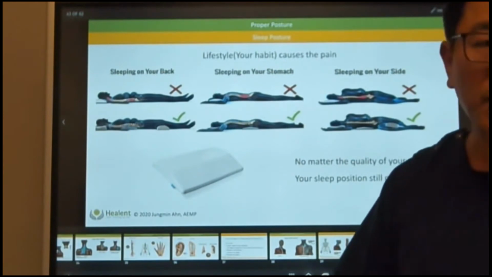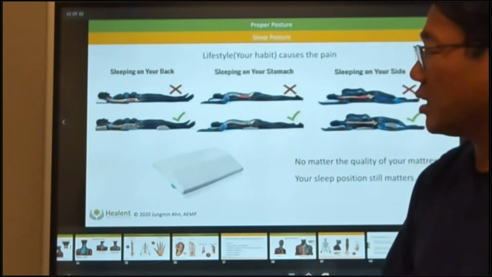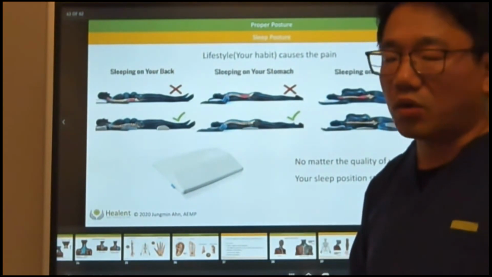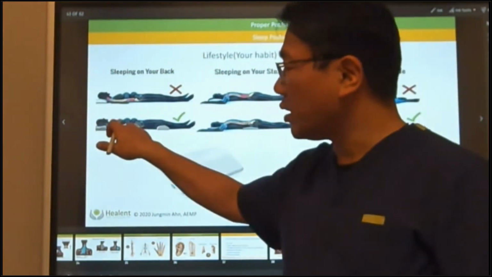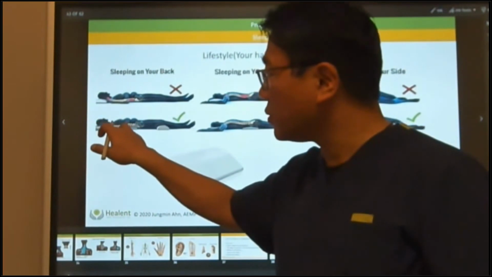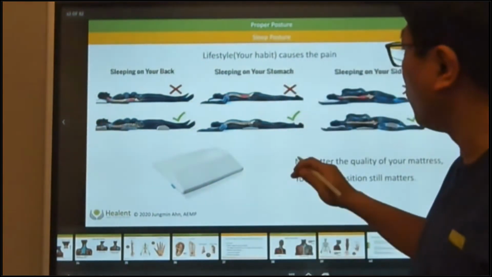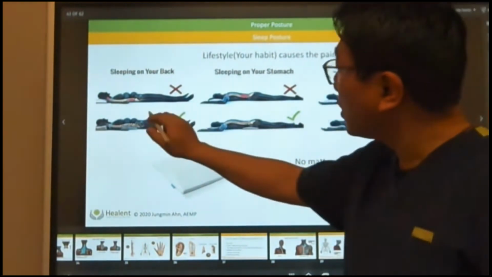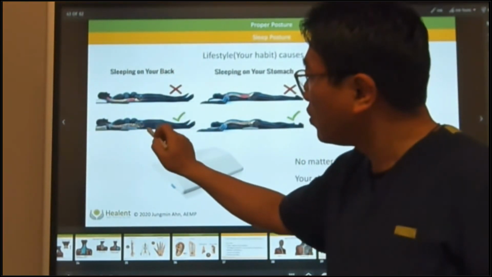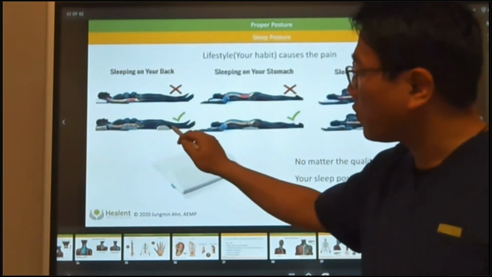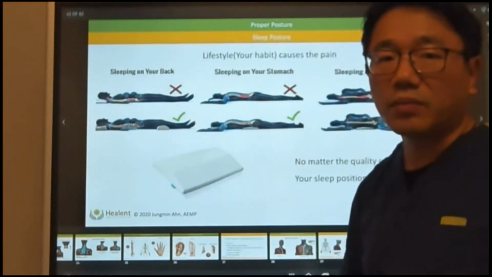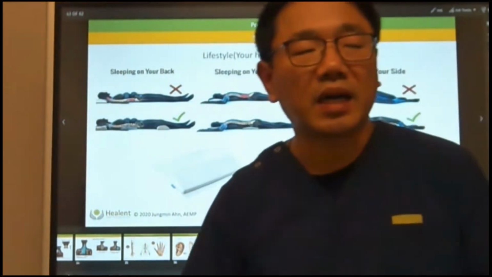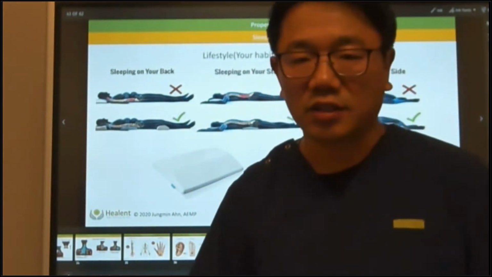So no matter how expensive your mattress is, a proper pillow would be the better option. So right ergonomic for your neck, and then there's some back support, the pillow, and then some support for your knee. If you buy the proper pillow, it's better than buying the expensive mattress.